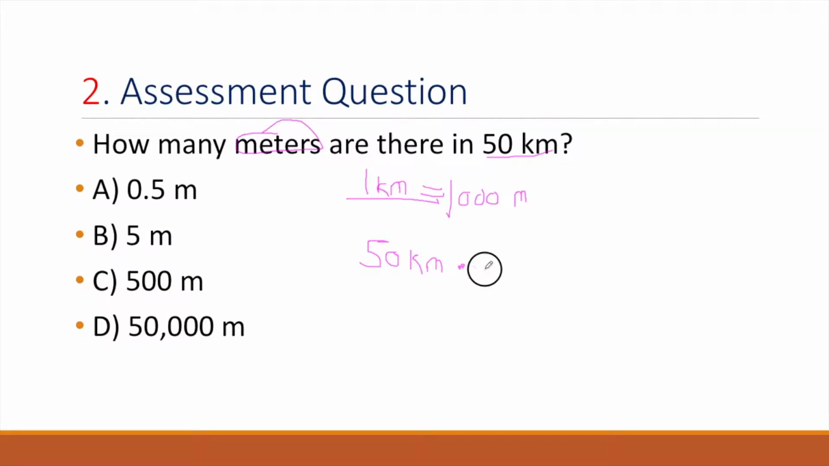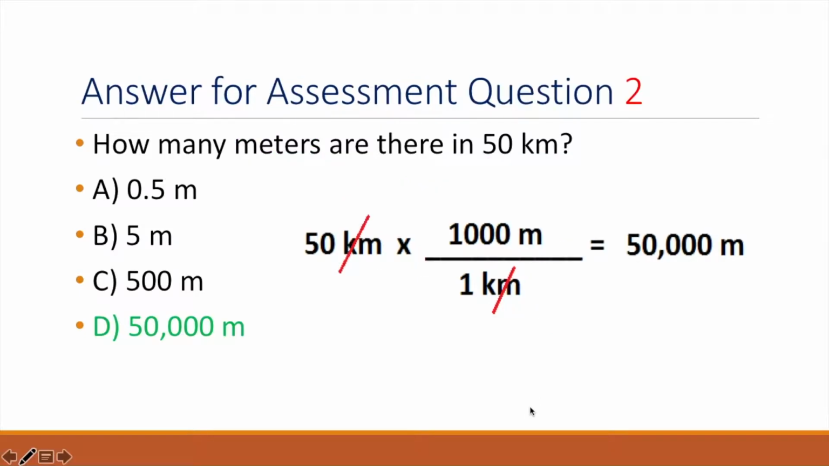I'm starting with kilometers. So kilometers would be in the bottom, and meters would be on top. That 1 will always stay with kilometers, so I have a 1 here. And that 1,000 will always be with meters, so I have 1,000. Do 50 times 1,000 divided by 1. If you did that math correctly, you should have gotten D, 50,000.